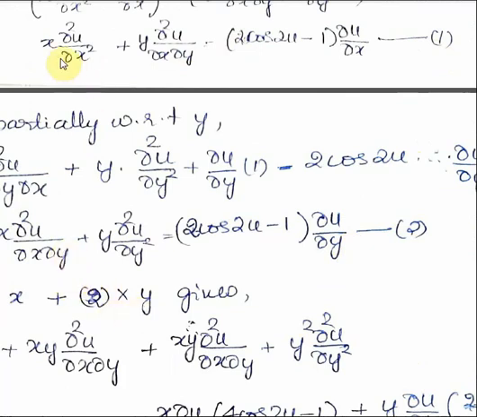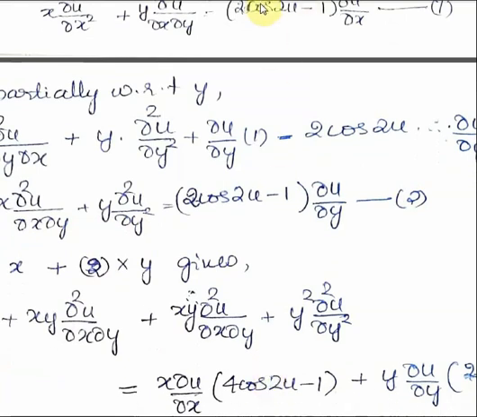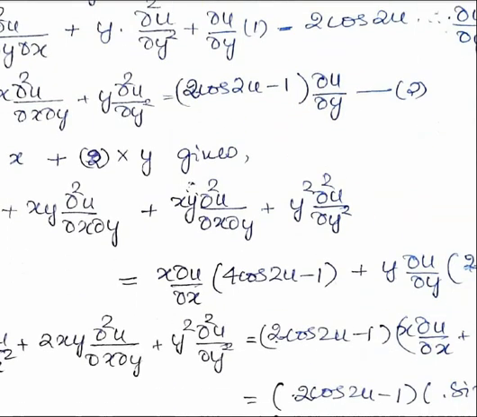This is going to give me left side into x. So this is x into x square plus this becomes x into y, xy, x square and xy. Here the left side is multiplied by y. Therefore, this is going to be xy. This is going to be y square. Let's come to the right hand side now. This is going to be multiplied by x. Therefore, x into dou u by dou x into 2 cos 2u minus 1, plus y into this side, y into dou u by dou y into 2 cos 2u minus 1.